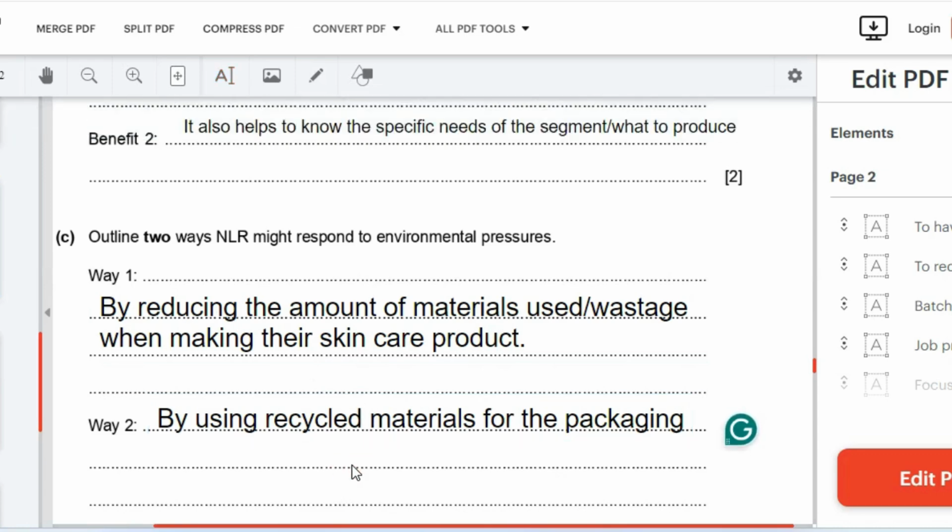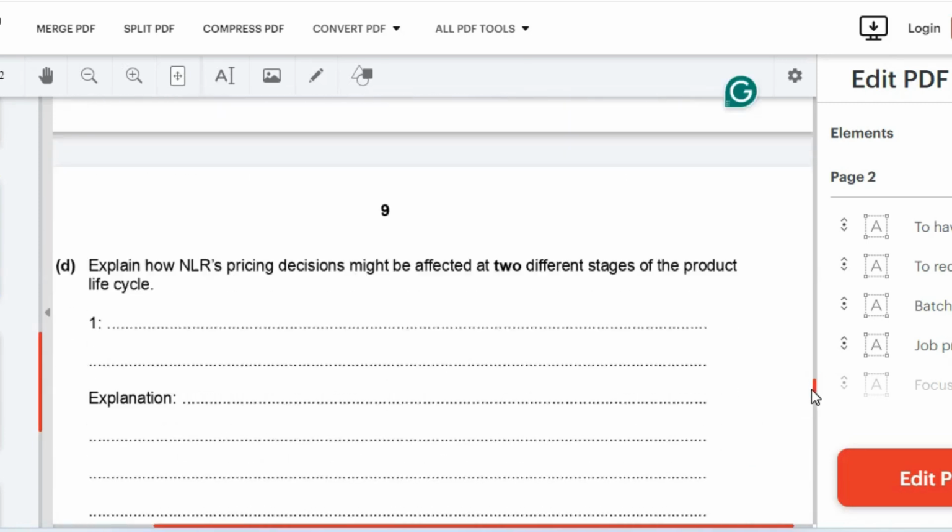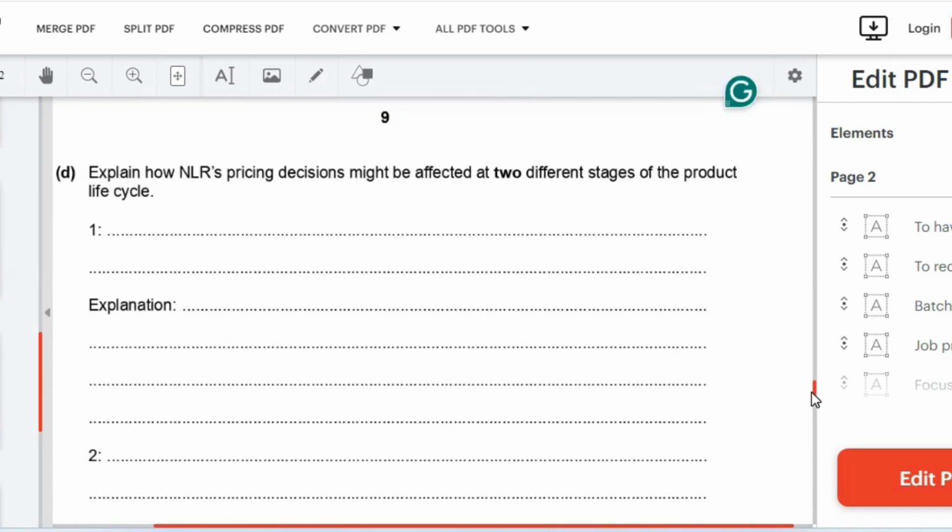Of course, it can also be one of the ways to respond to the environmental failure. Of course, there are more, but we are told to just outline the two. It can also be by reducing transport use, asking customers to reuse their containers when buying their goods. Also, now we move to the next question here. We move to question 4D.